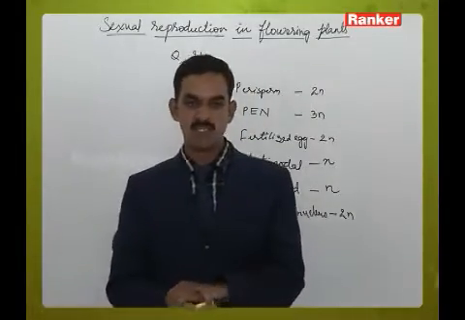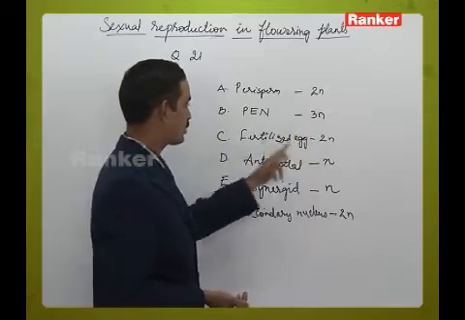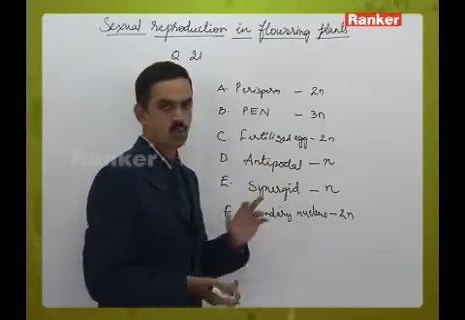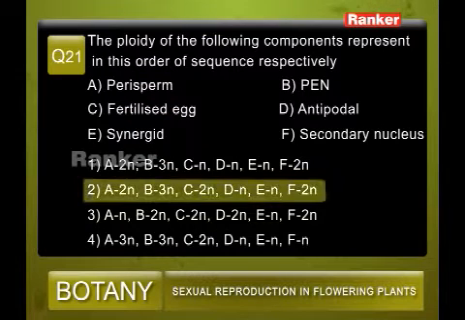So from the given options, A is 2n, B is 3n, C is 2n, D is n, E is n, and F is 2n. So in the given options, for question number 21, the correct answer is 2.